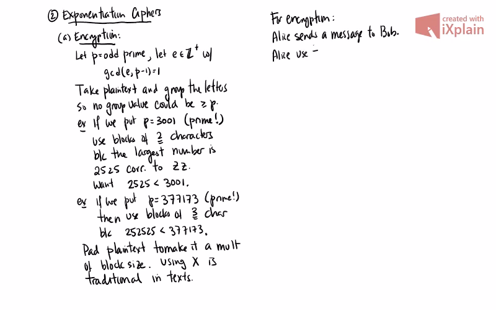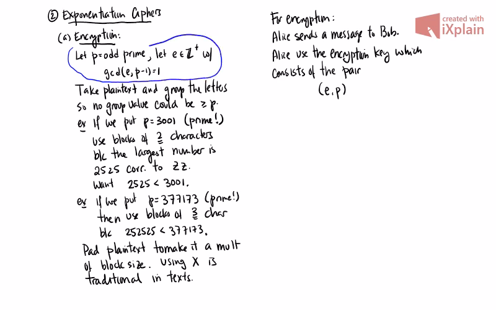So Alice will use the encryption key, which consists of the pair E, P. Remember, go back to the beginning, on the left hand side, that P is an odd prime and E is a positive integer with the GCD of E and P-1 being 1. And for now, don't worry about why that requirement's there. Not at all clear, but this is what Alice needs to know. She has these 2 pieces of information.